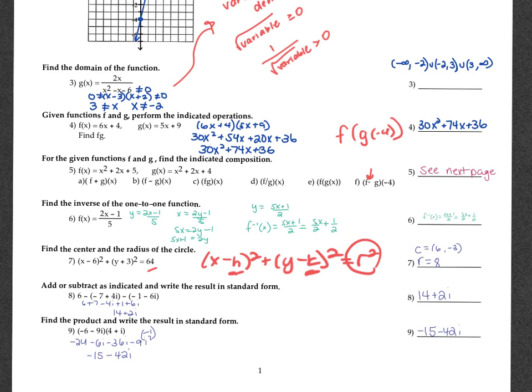Then came your i's. So this is your complex numbers. Remember that we treat them just like a variable, like x, except for when it's squared. When it's squared, it gets replaced with a negative 1, like in number 9.